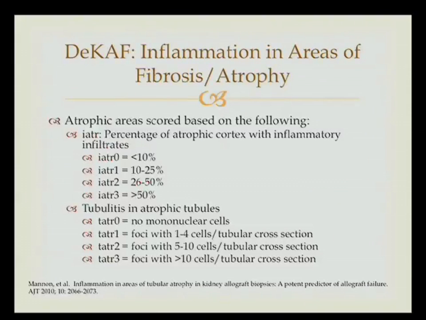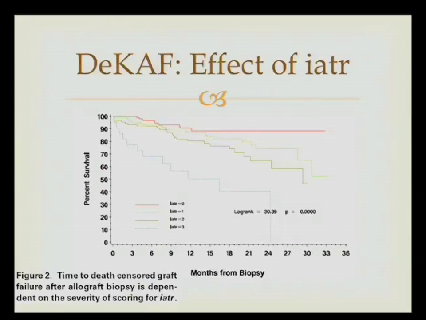The DeKAF authors used a similar scoring scheme to grade the percentage of atrophic cortex with inflammatory infiltrates, and they called that iatr. The BANFF scoring gets a little tricky with all the initials. They also scored tubulitis in atrophic tubules, which they called tatr. So what did they find? Interestingly, they found that iatr panned out as a significantly strong predictor of graft outcome.